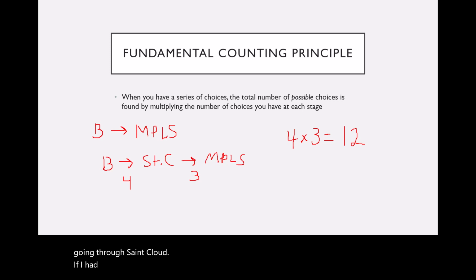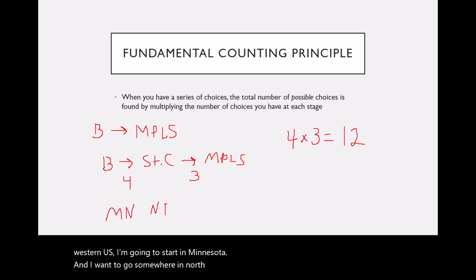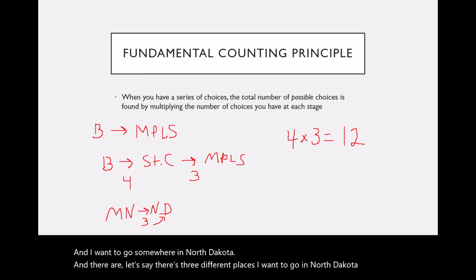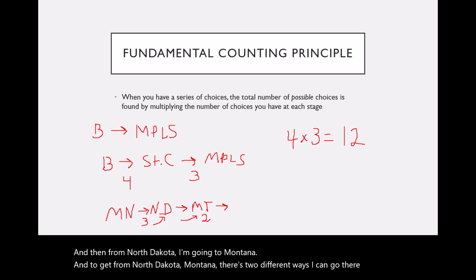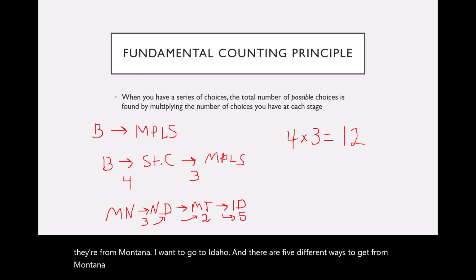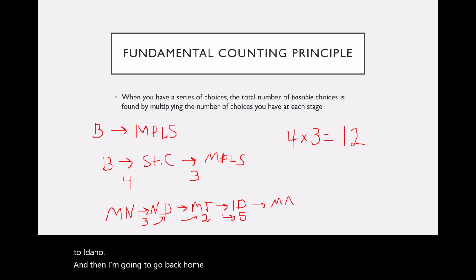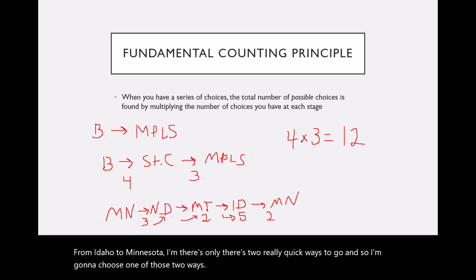If I had a more complicated problem and I wanted to take a trip throughout the western US, I'm going to start in Minnesota and I want to go somewhere in North Dakota. Let's say there are 3 different ways to get to North Dakota. And then from North Dakota, I'm going to go to Montana, and there are 2 different ways I can go there. And then from Montana, I want to go to Idaho, and there are 5 different ways to get from Montana to Idaho. And then I'm going to go back home, and from Idaho to Minnesota, there are 2 really quick ways to go, so I'm going to choose one of those 2 ways. These are made up examples, by the way.